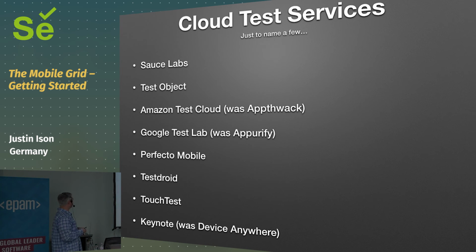So here's some examples of existing cloud services. These are just at the top of my head. I'm sure there's a lot more. As you see, AppThwack got acquired by Amazon and essentially just became Amazon Test Cloud. I think AppThwack, or one of these guys, sent an email. They're like, "Good news, we got acquired. Bad news, we're shutting it down." So all the time that you spent getting your test to run on their service, now you have to find an alternative. And then Appurify was Google. Now is Google Test Lab.